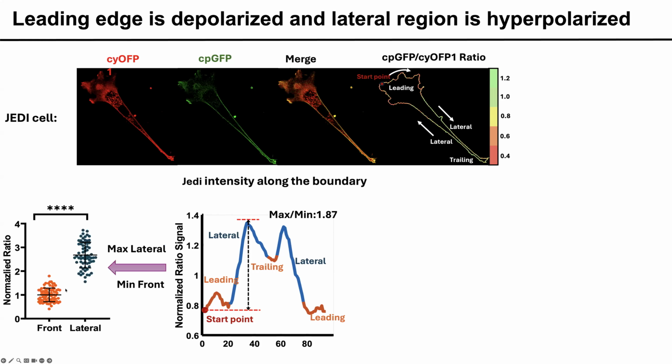And from here, you can extract, for example, the ratio of the membrane voltage at the cell front, the cell back, and the lateral region, right? So the difference is quite stark.